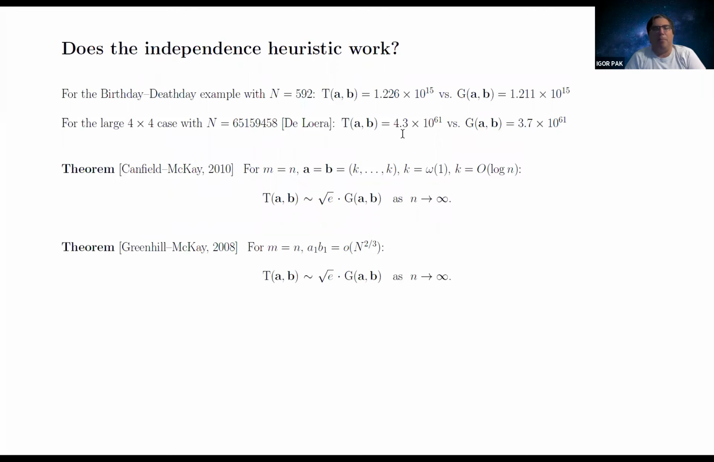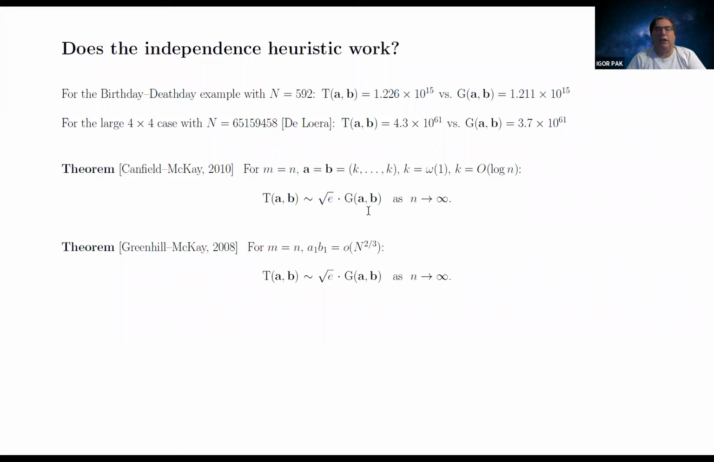So here are a couple of theorems, both interrelated. Basically, Canfield and McKay are saying that the independence heuristic really does work up to a constant. The constant is fairly nice; it's the square root of e. So if your sizes become very big, the number of contingency tables really is the same as whatever is given by this product of binomial coefficients.